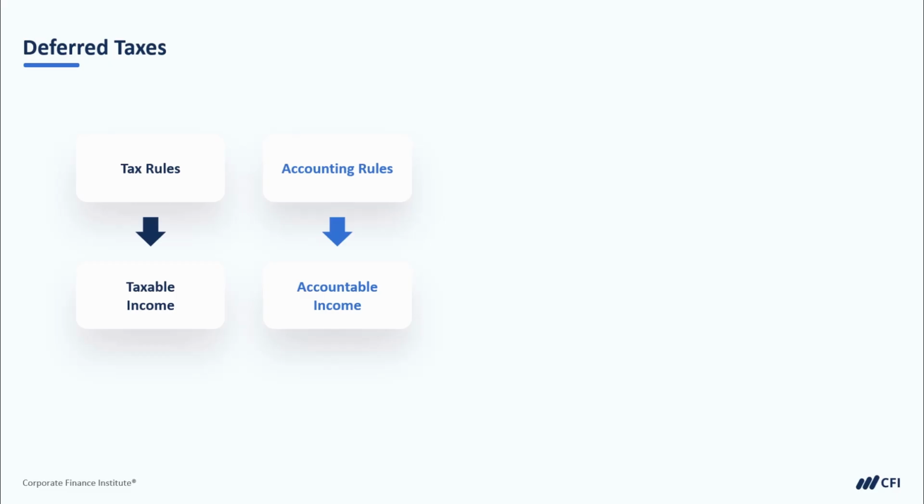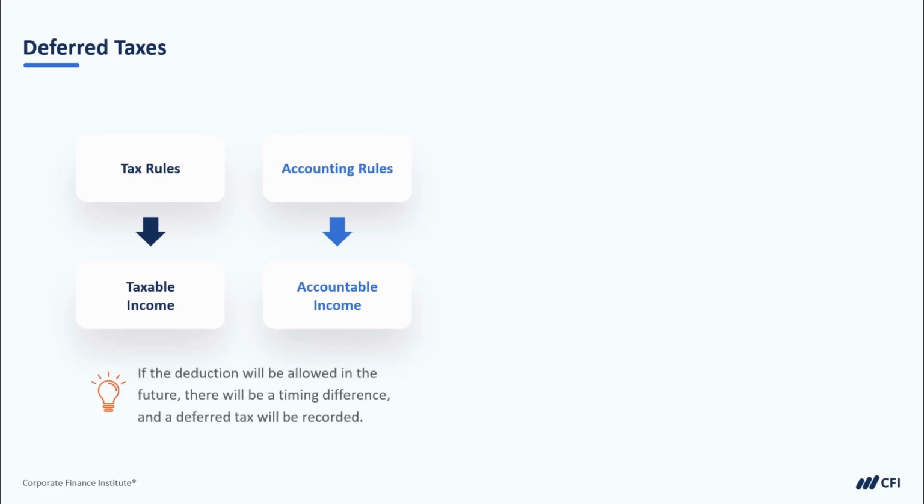Now, when a company prepares an income tax return, they have to use tax rules, and these are not always the same as accounting rules. If a deduction is never allowed for tax purposes, then we say that there's a permanent difference between the accounting rules and the tax rules, or accounting income and taxable income. And that's the end of the story. We don't do anything around deferred taxes if something is never allowed for tax purposes.